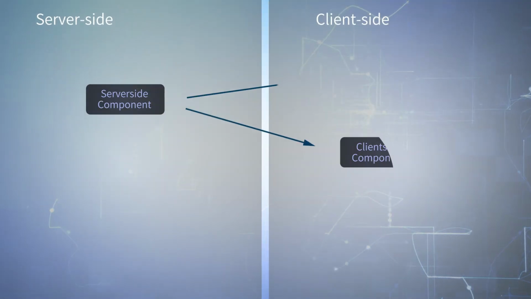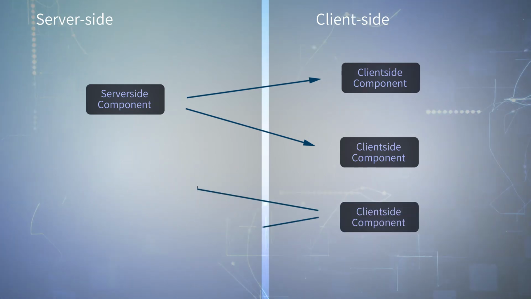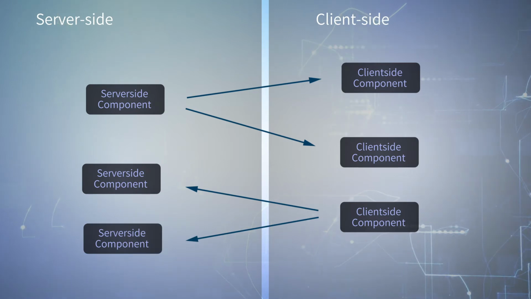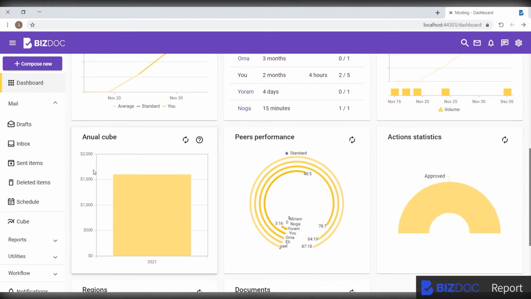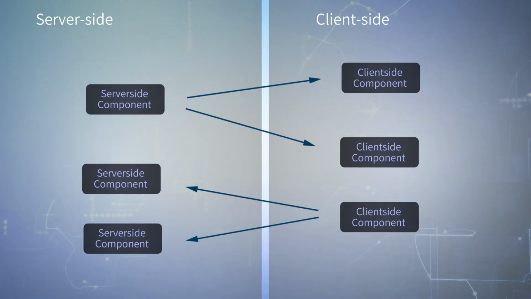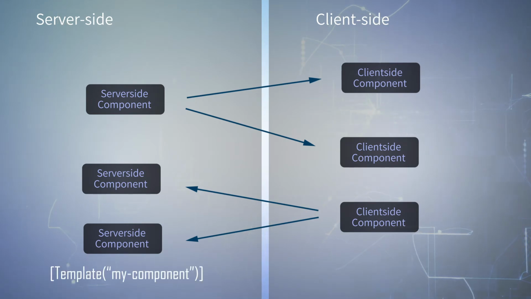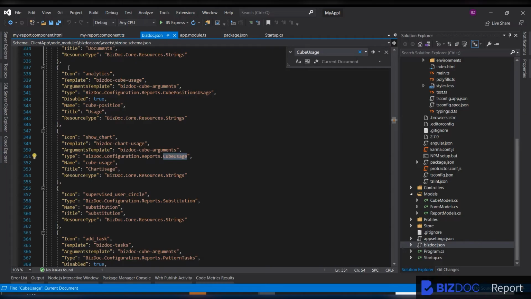A server-side component may have more than one client-side component associated with it, and a client component may serve more than one server-side component. For example, some dashboard widgets have more than one backend implementation, while others show different layouts for the same server-side component. The binding of the two is done using the template attribute on the server side and the @BizDoc annotation on the client side, passing the same value. You can switch between implementations or provide a custom one by setting the type and template in the configuration file.